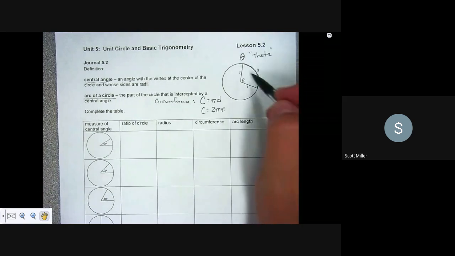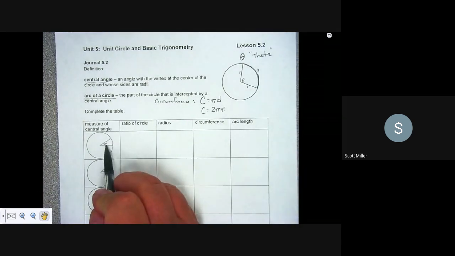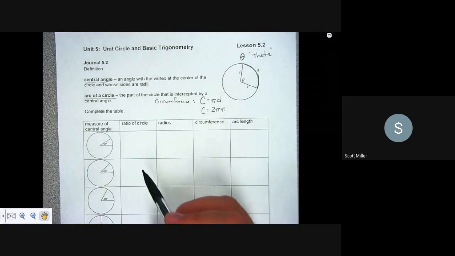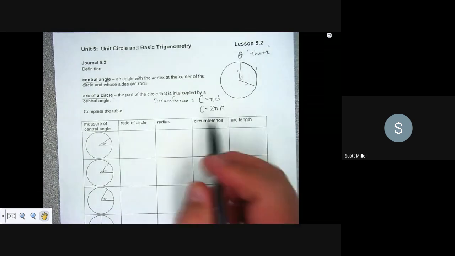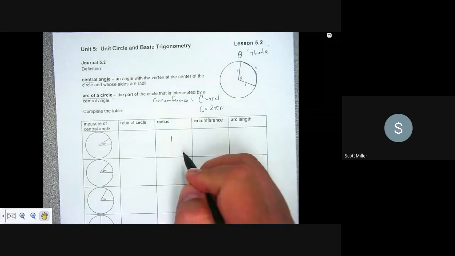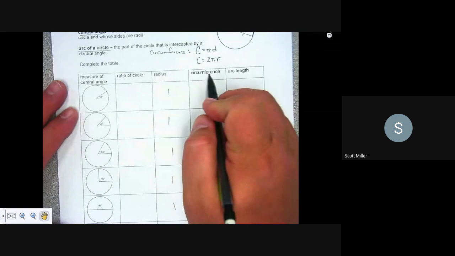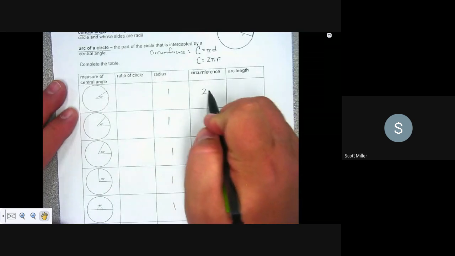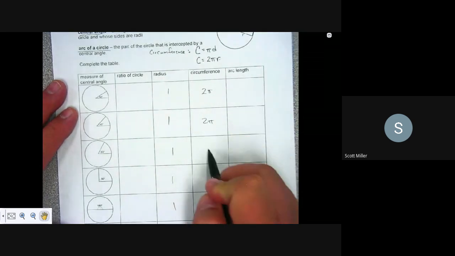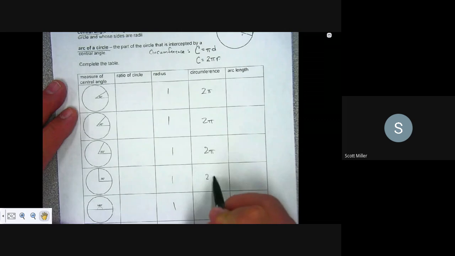All right, so we're going to look at this. We have an angle here that is 30 degrees, and we're going to go through a process here, and we're going to make it very simple. We're going to make all the radius of these things a 1. So if the radius is 1, it makes our life a little bit easier. And when I make the radius 1 by this formula, then all the circumferences will be 2 pi for a circle. And so these are all kind of set the same all the way down.